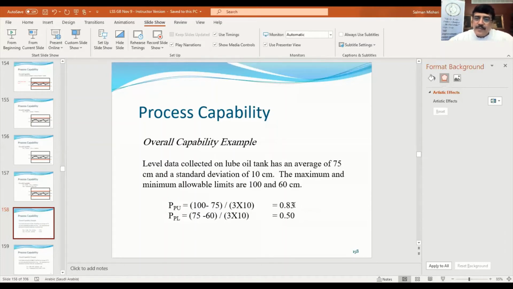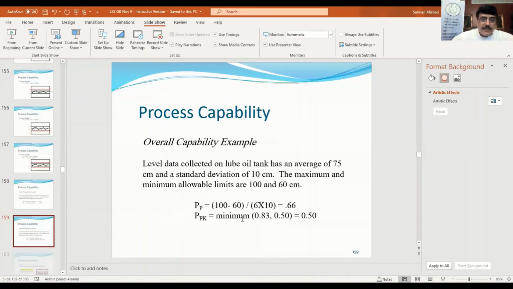Now, how about the PP lower? The PP lower, basically, is again the distance, but now between the mean and my lower specification limit. So it's 75 minus 60, and that's 15, again divided by 3 standard deviations, which is 30, and we're getting 0.5 here, because it's 15 divided by 30, and that's 0.5. So that's the PP lower.